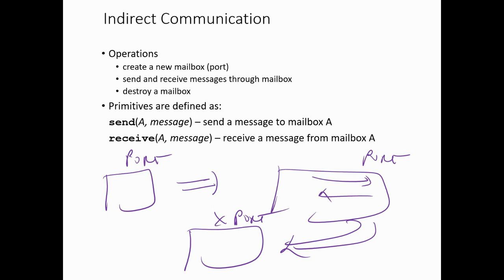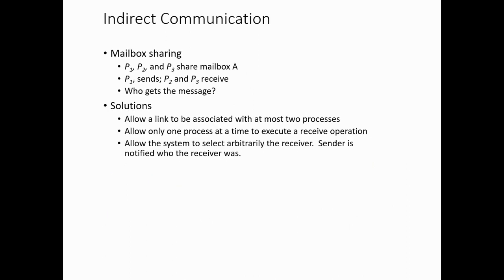I'm going to send a message to mailbox A, and I'm going to receive the message from mailbox A. I'm not going to mention any process here, but only the mailbox, which has some kind of port number. Clear? Okay.